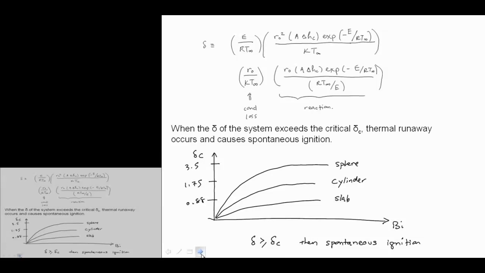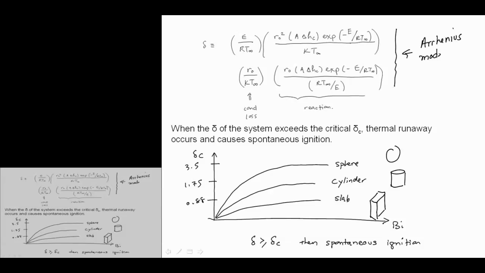So we did this problem. And so oftentimes in books, you'll see the critical Damkohler number for some simple geometries, whether it's a sphere, a cylindrical system, or a slab. And where these have been solved using Arrhenius model kinetics for that Q triple prime term.